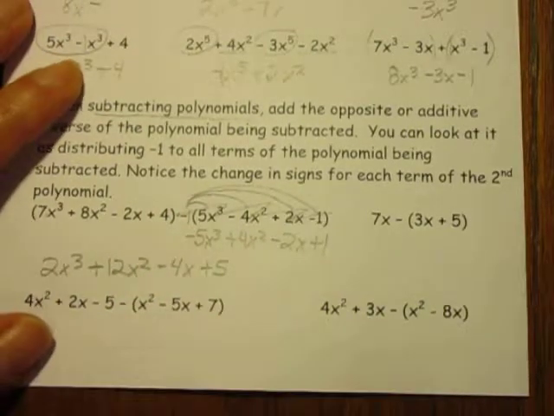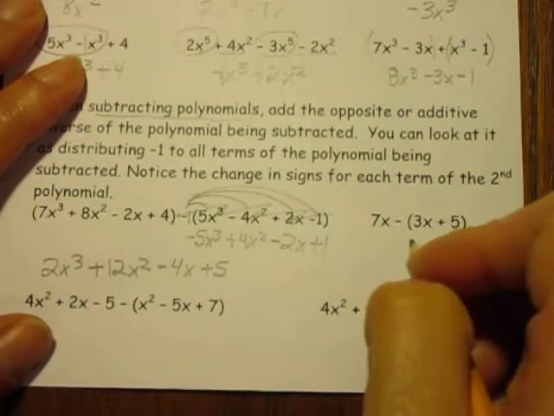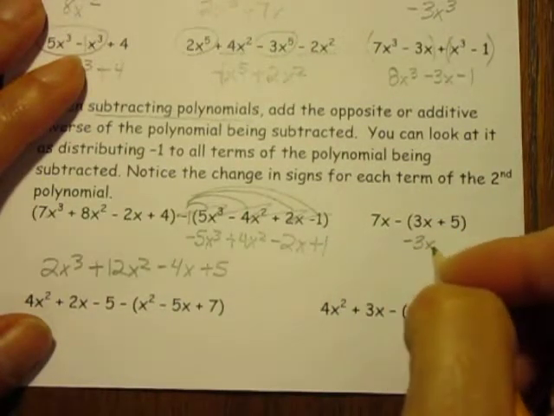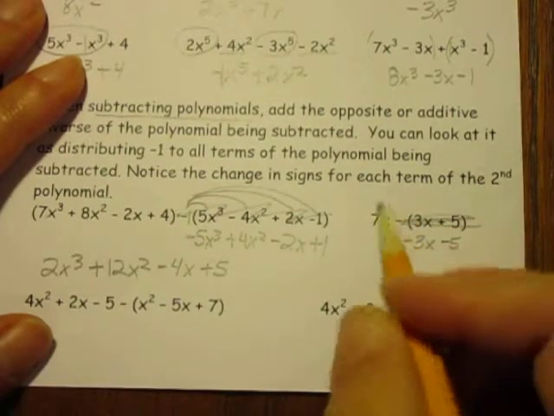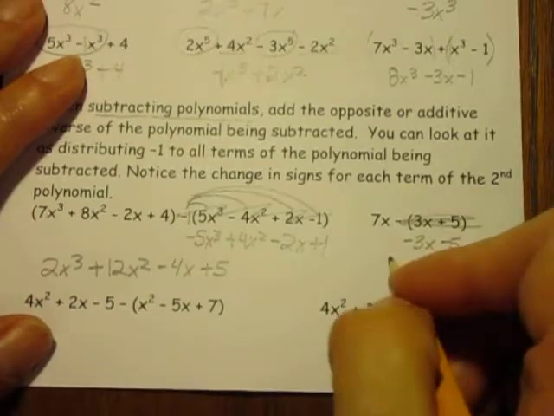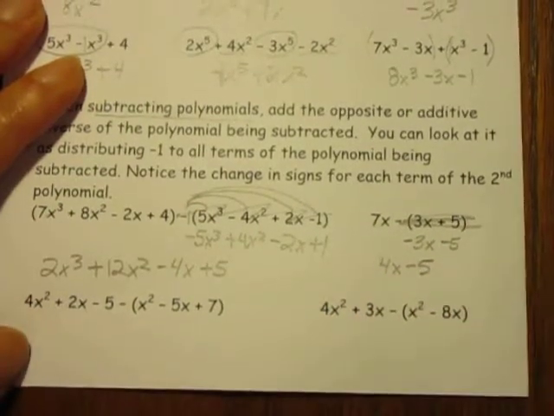Once I've distributed the negative 1. So I'm going to distribute a negative here, in other words, changing each of the signs. So I'm actually going to subtract 3x and subtract 5. I found a new way to write that. So collecting 7x with negative 3x is going to give me 4x and then minus 5.